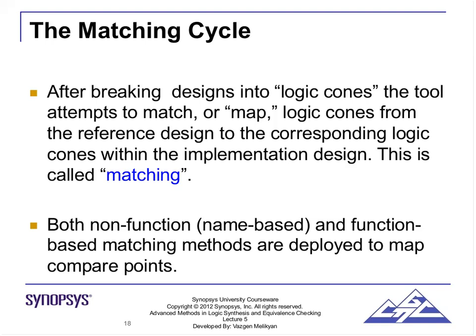Both non-function name based and functional based matching methods are deployed to map compare points. Even if you change the name completely by using the same name commands or something with DP, Formality will still try to match the name using some functional algorithm. So the name based matching is called non-functional matching. In function based matching, there are some algorithms based on the functionality of the compare point, right. So the matching cycle is very important before the comparison takes place.